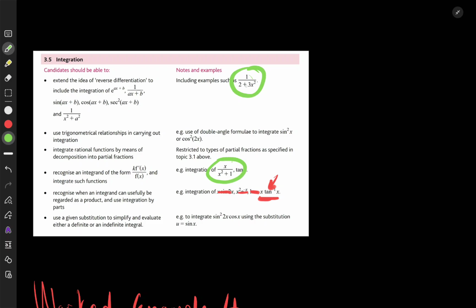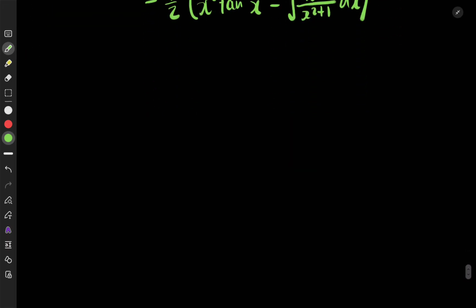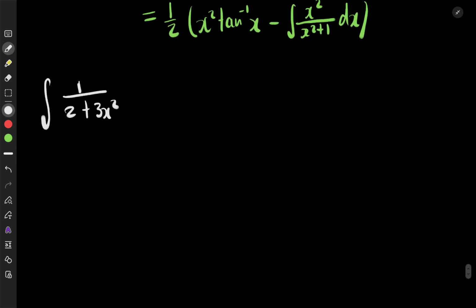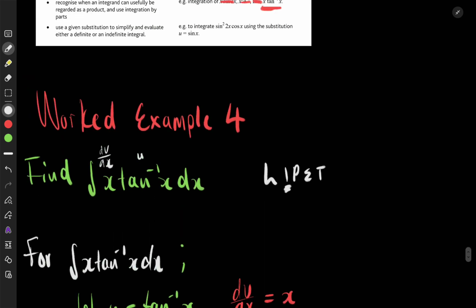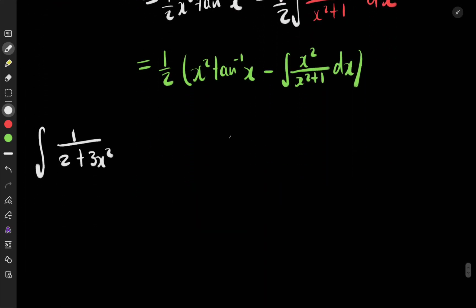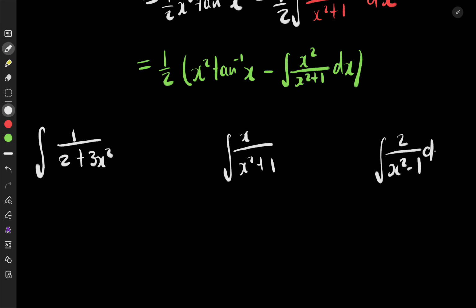If I look here, I have this 1 over 2 plus 3x squared. So let's say I was integrating. These are all examples where I have x squared in the denominator. 1 over 2 plus 3x squared, right? This is the first one. And then I'm going to have another one, which is the integral of x over x squared plus 1, right? Then I can have another one, the integral of 2 over x squared minus 1. And they're all with respect to x. I'm integrating these ones. Let me integrate these three and then go to this one.